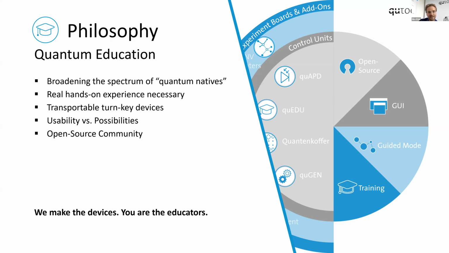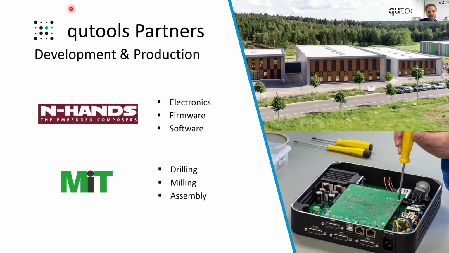And at this point, I also want to thank our partners. First, we have Enhance, which is an engineering company, and also MIT, which is a manufacturing company. And with those two companies backing us, we can really make all of this possible and get the devices to you in a timely manner as well. All of these companies are actually privately owned by the same family, so we can work very closely together. And also, all of us are based in Germany, so all of our devices will be made in Germany and fulfill the highest quality standards, of course.